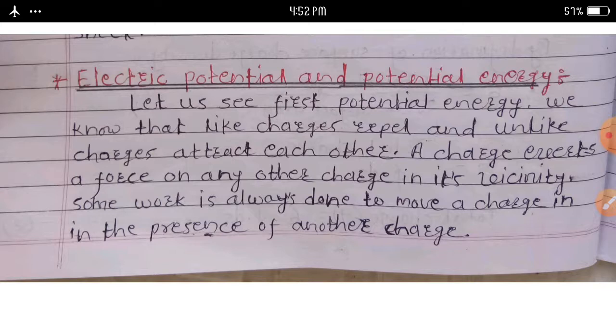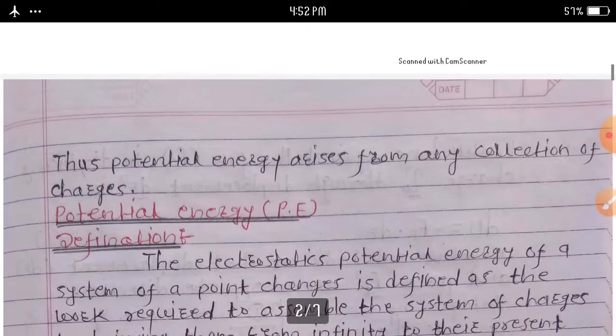Let's talk about electric potential. Let us see first potential energy. We know that like charges repel and unlike charges attract each other. A charge exerts force on any other charge in its vicinity. Some work is always done to move a charge in the presence of another charge. Thus, potential energy arises from any collection of charges.